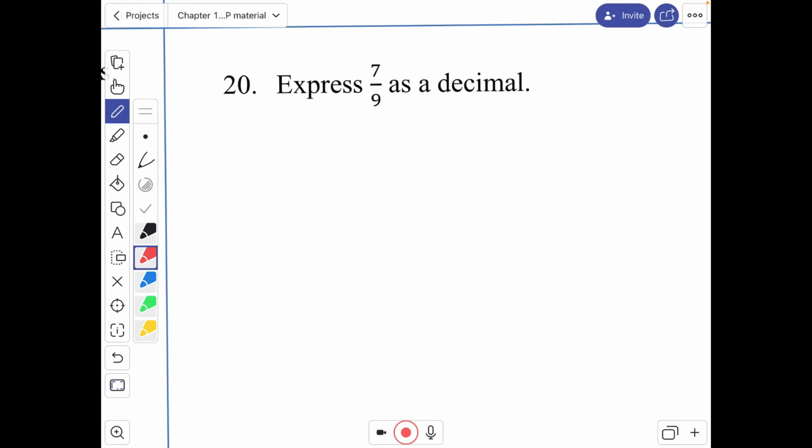Number 20, express 7/9 as a decimal. Remember that if there's a 9 on the bottom, it's a repeating decimal. So that's just 0.7 with a hat. If it was 2 digits, like 0.12 repeating, then it would be 12 over 99. However many digits are repeating, that's how many 9s are on the bottom.